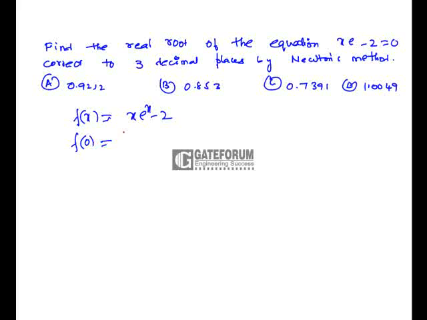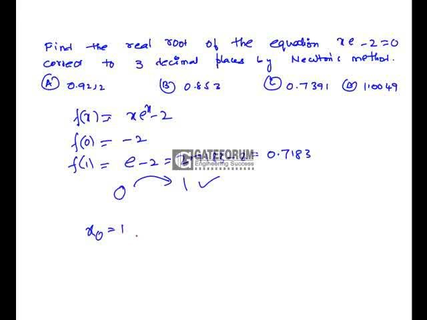Where does it lie? So f of 0 is nothing but minus 2 and f of 1 is e minus 2, which is 2.7183 minus 2, which is 0.7183. So we can say that the root lies between 0 and 1, which is closer to 1. So let us consider x naught as 1. X naught is 1.